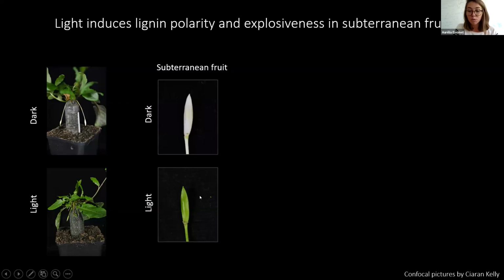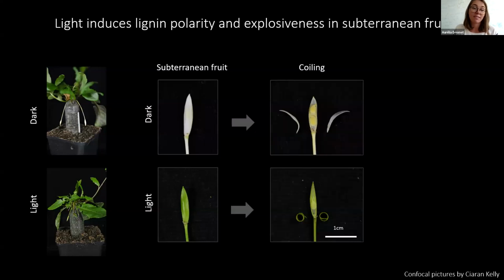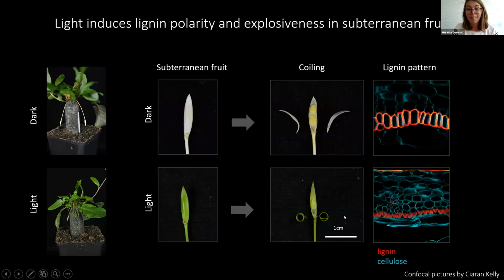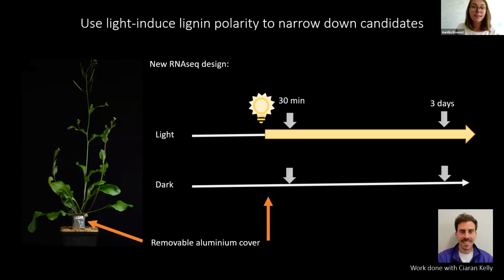But the most interesting thing is that if you take these subterranean fruits, you can observe that they explode. And when you look at the lignin pattern, it was completely different from the box shape we were expecting. So there is a kind of reversal of fates in these subterranean fruits. This gives us now a very nice tool to look a bit more into what can really regulate the lignin deposition. This is work we're doing with our master student, Karen Kelly.